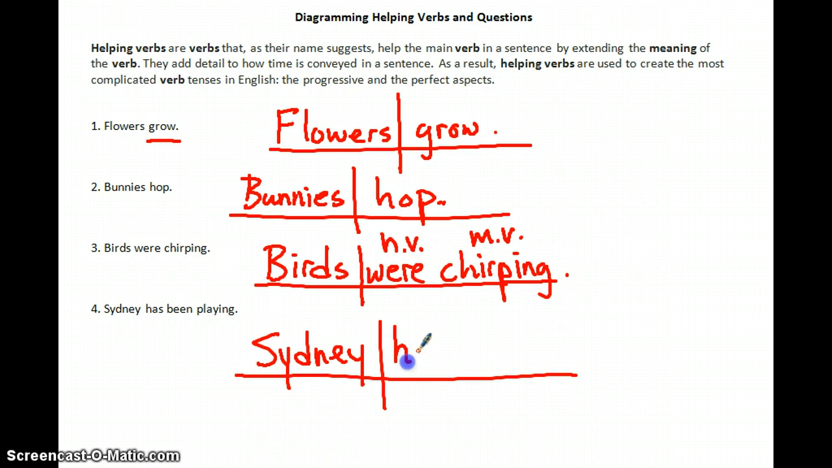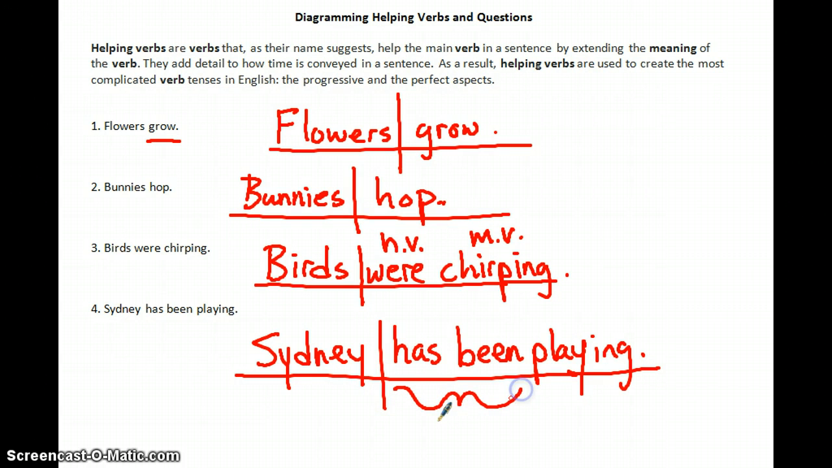She has is a helping verb. Been is a helping verb. And playing is a main verb, excuse me. So the whole phrase is has been playing. Has and been are helping verbs, and our main verb is playing.